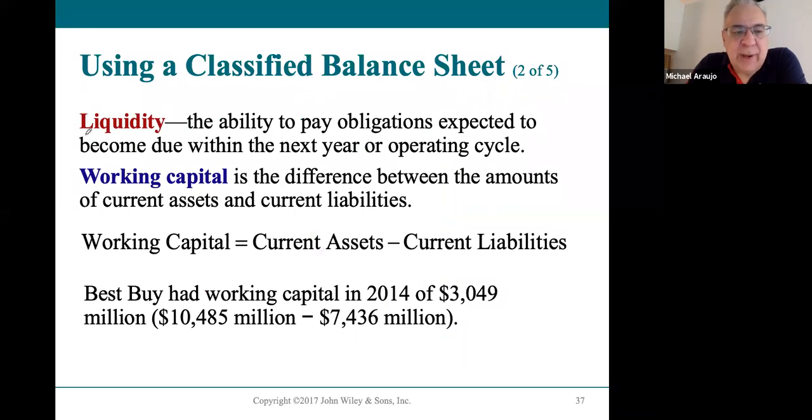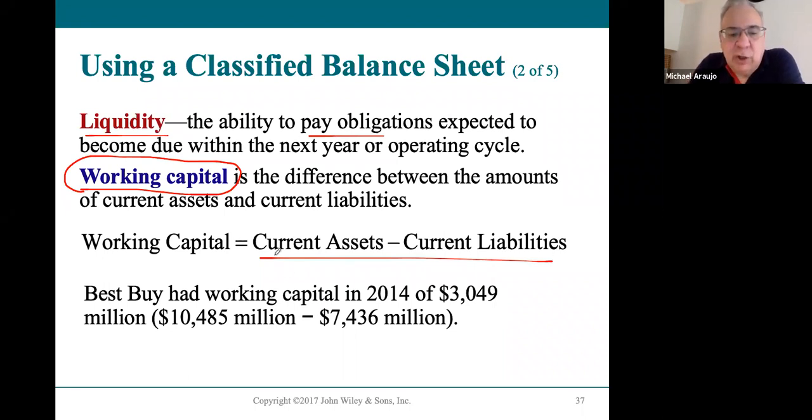Okay, so again, liquidity, the ability to turn assets into cash to pay your obligations within the next year. So this is mostly about current. There are two ratios that your book introduces you to. The first is something called working capital. And working capital is simply the difference. It's just a subtraction. You take your total current assets, subtract out your total current liabilities. The remaining portion is something that we call working capital.